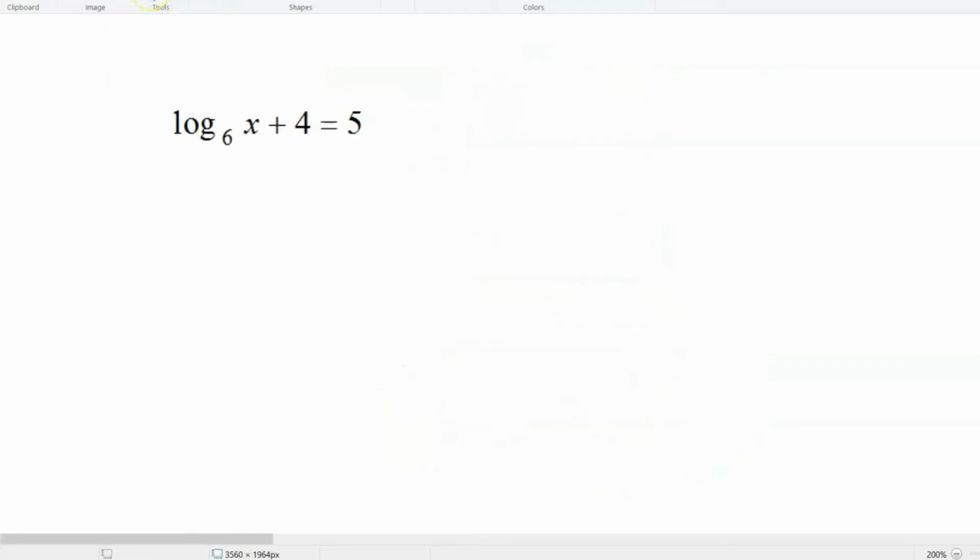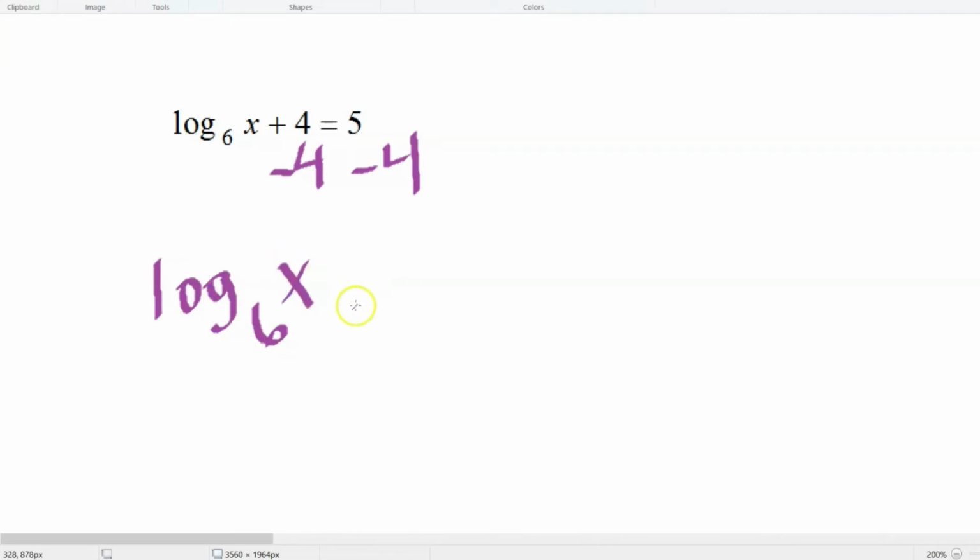Now, one more quick example here. Now, I have a log base 6 to the x plus 4. I don't have a log on both sides with the same base. What I always want to do is isolate this logarithm. Over here I've got log base 6 to the x plus 4. I want to isolate this logarithm. I have to get rid of the plus 4. So what I'm going to do is subtract 4 from both sides. And that gives me log base 6 to the x equals 5 minus 4 is 1.